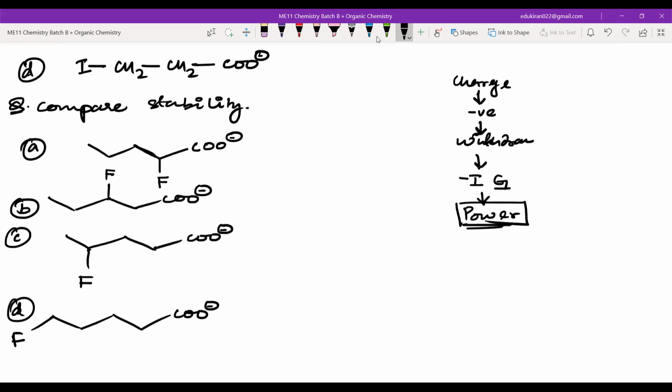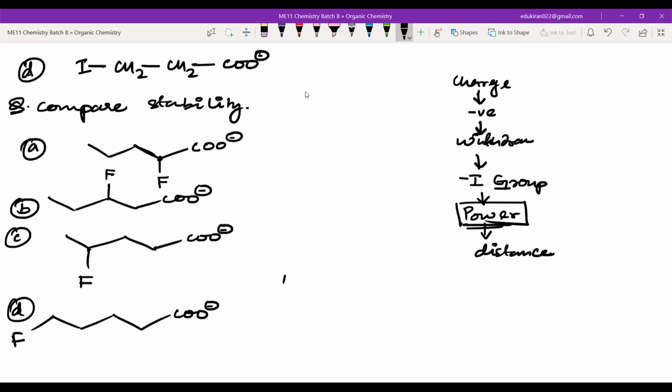Now, inductive effect, minus I group. Now the power of minus I, all of these are fluorines. Then I have to compare how? I have to look at the distance. Now I can say that if fluorine is attached to a carbon atom which is nearer to the negative charge, then it can attract electrons more easily and more effectively rather than when it is far away.